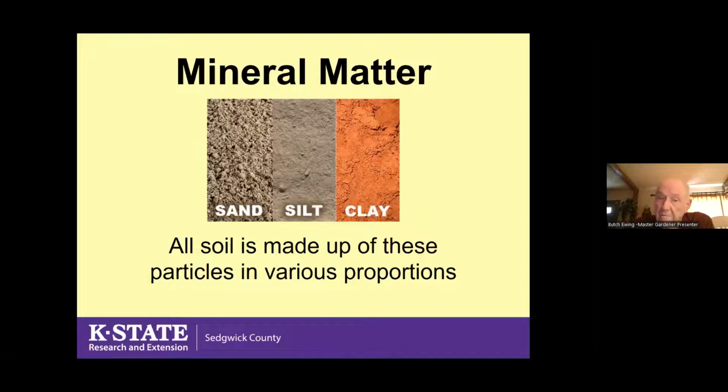All soil is made up of some proportion of each of these 3 particles, the sand, the silt, and the clay. Now, some soils have a lot more sand in them, some soils have a lot more silt or clay. And that's why your soil could be totally different from my soil, or your soil could be totally different from your neighbor's soil, or maybe the soil in your front yard is totally different from the soil in your backyard. So there's a lot of potential variation in the types of soil, even in a very short spread of distance.